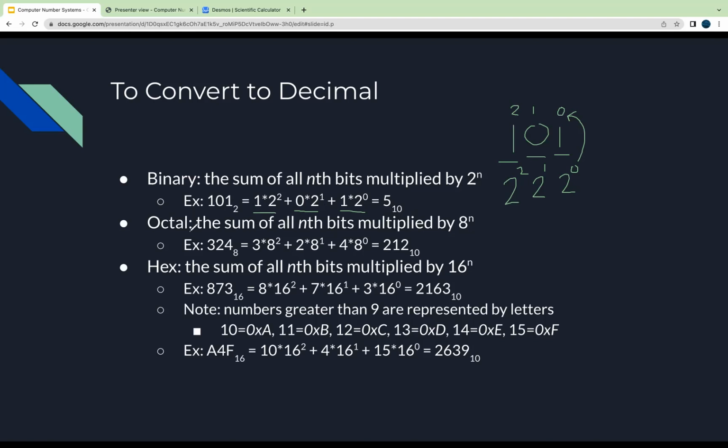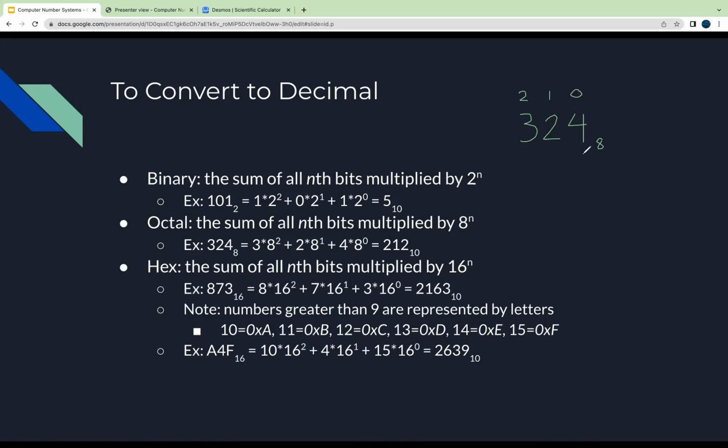The idea is the same in both octal and hex. So let me erase this. Taking the number 324 base 8, we're going to index it once again. So this is index 0, 1, and 2.